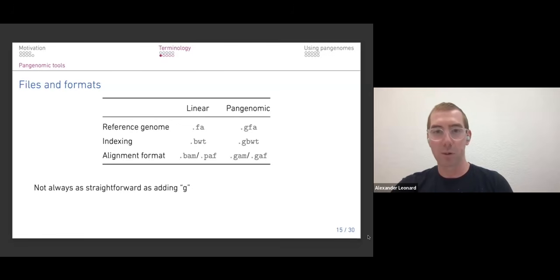It's not always this straightforward. Pangenomes, because they represent sequence in a slightly different way, might have slightly different extensions. But the key thing here is that generally any tools that you work with for a linear reference sequence will be somewhat similar to how we start working with pangenomes, even though they sound much more complex. On the bioinformatics side, they're not always that much worse.